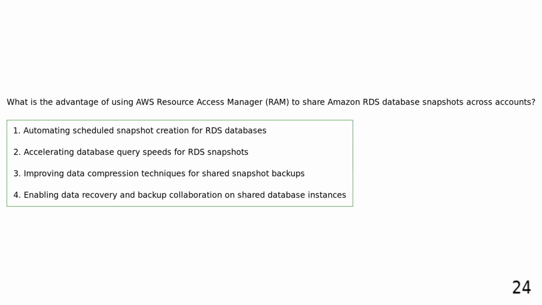What is the advantage of using AWS Resource Access Manager to share Amazon RDS database snapshots across accounts? Automating scheduled snapshot creation for RDS databases. Accelerating database query speeds for RDS snapshots. Improving data compression techniques for shared snapshot backups. Enabling data recovery and backup collaboration on shared database instances. Sharing Amazon RDS database snapshots via AWS RAM facilitates collaboration on backup and recovery processes for shared database instances, enabling secure data recovery and ensuring data availability across accounts.